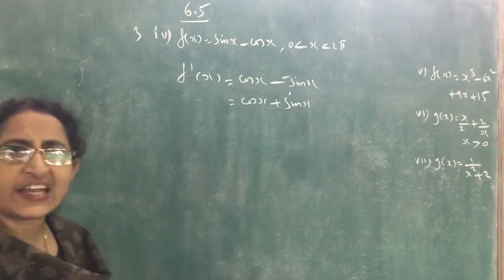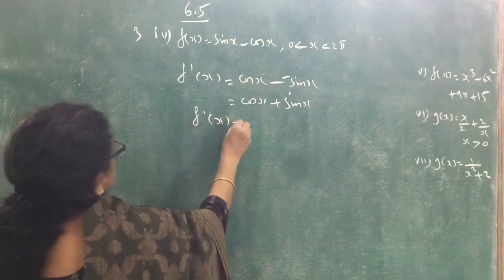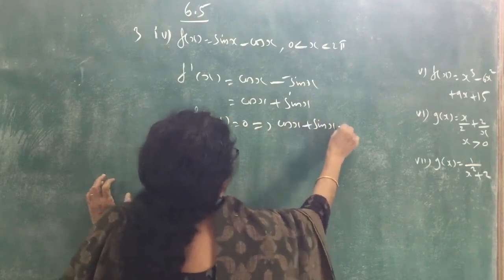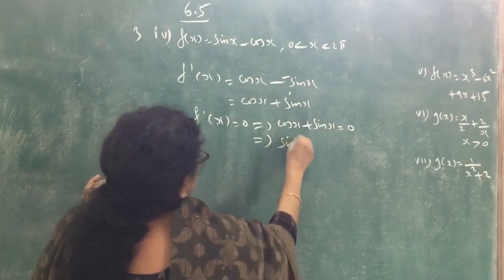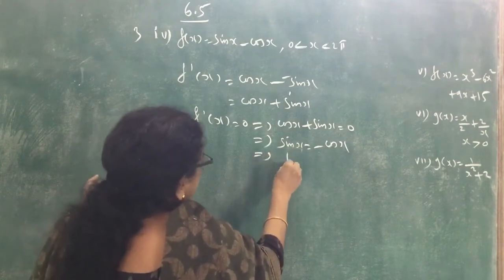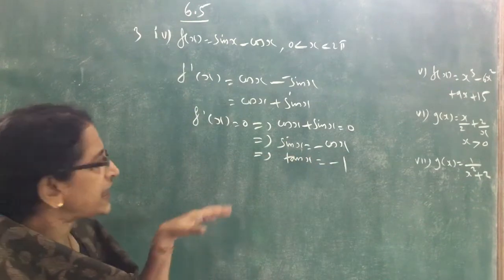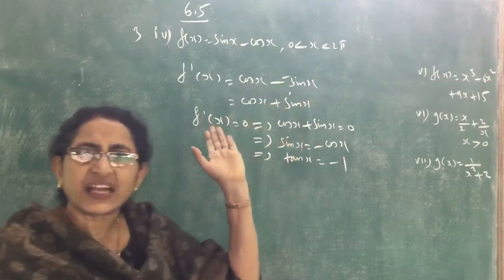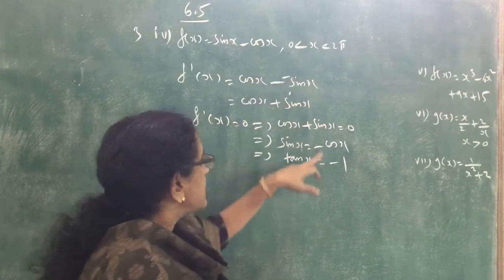Now we have to find the value of x for which f dash x equal to 0. Now f dash x is equal to 0 implies cos x plus sin x equal to 0. That implies sin x equal to minus cos x. That implies tan x equal to negative 1, sin x by cos x equal to negative 1. Now here x is in the interval 0 to 2 pi, so we have to find all values of x in that interval satisfying this.